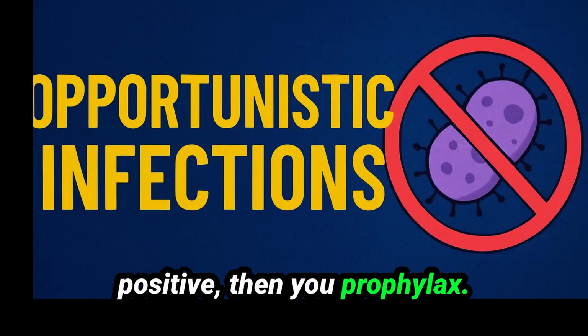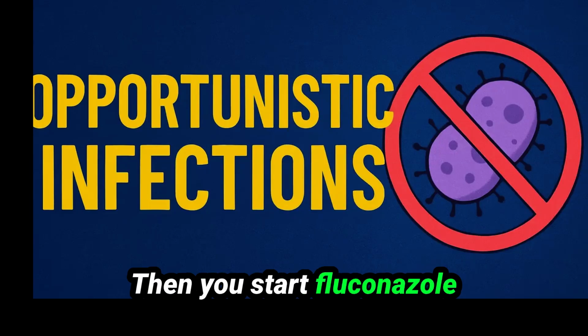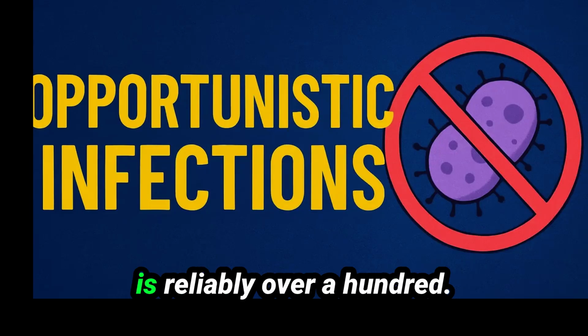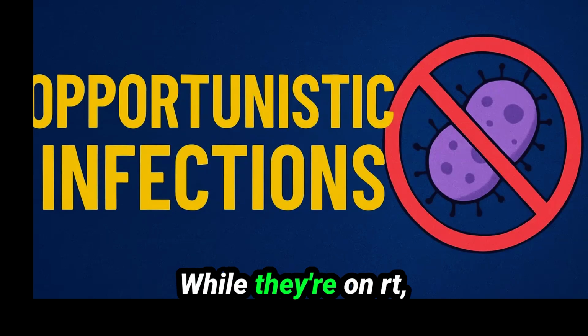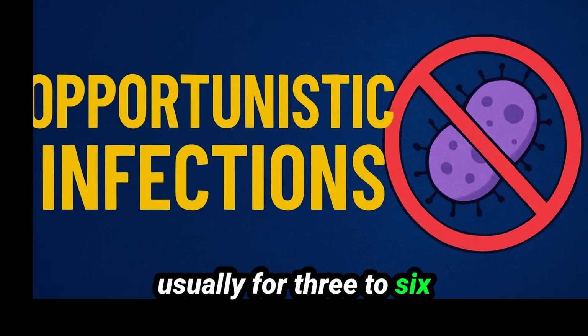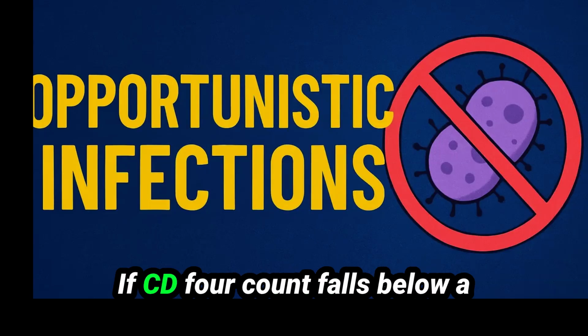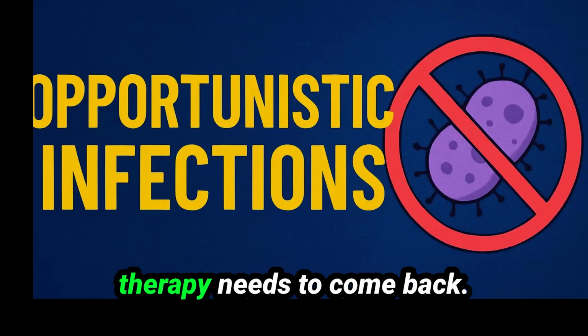Now, if the LP is negative, no active infection in the CSF, but the CrAg was positive, then you prophylax. Yes. Then you start fluconazole, usually 400 milligrams daily, and you continue that until their CD4 count is reliably over 100 while they're on ART, usually for 3 to 6 months. And restart if the CD4 drops again.